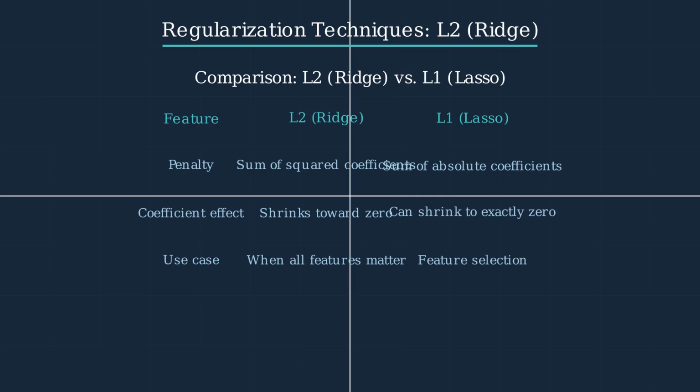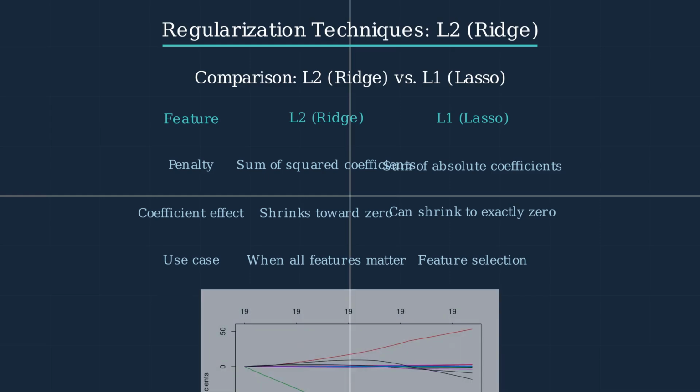Ridge uses squared coefficients, which shrinks all coefficients towards zero, making it ideal when all features matter. Lasso, in contrast, can shrink coefficients to exactly zero, making it useful for feature selection. This visualization shows coefficient paths as the regularization strength varies. Each line represents a different coefficient. In ridge regularization, coefficients are reduced proportionally, but typically don't reach exactly zero.